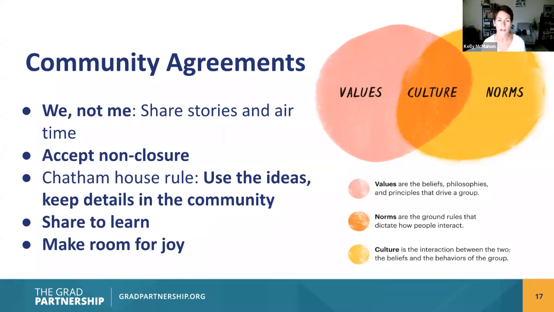We accept non-closure. We have Chatham House rules because there are so many organizations here together. We want to keep the details in the community and use the ideas, but perhaps not share who said what. I'll give an example. Perhaps in a meeting, you may learn that Carnegie has a hard time, this is just a fake example, doing its own PDSAs. Well, we wouldn't necessarily say, Carnegie has a hard time doing that. Instead, we would say, PDSAs are really hard. We may have to learn how to do some of those things.